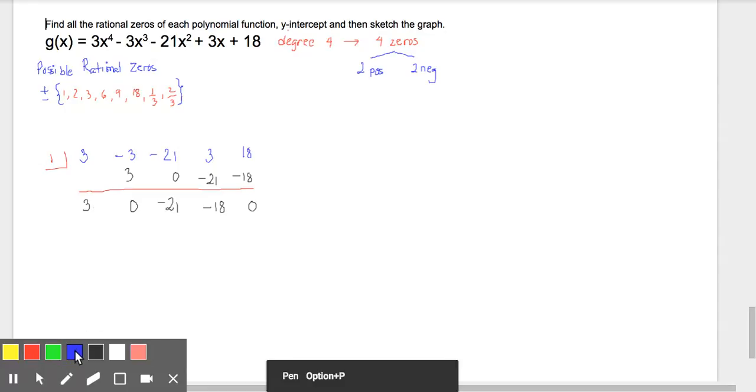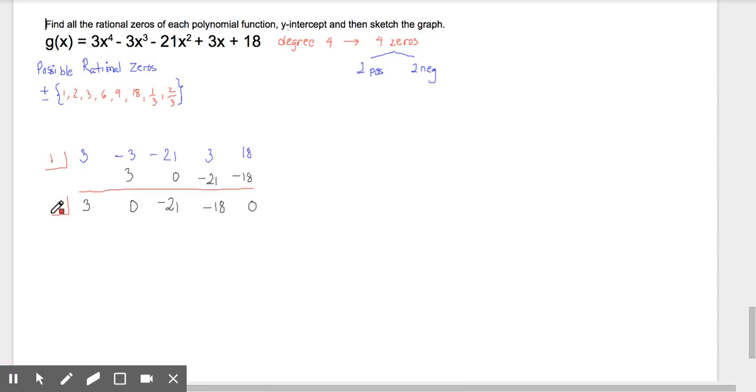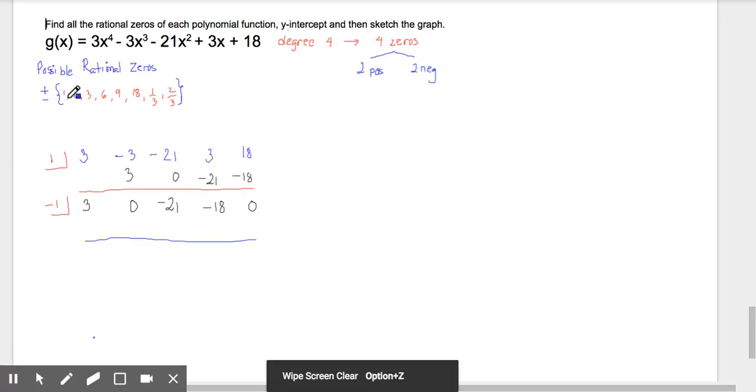Okay, so let's find the next one. Now, let's try if negative 1 is a 0. So normally when we try 1 and it works, then we have to try negative 1. Then we try 2 and see if it works. If that doesn't work, we try negative 2, and so on and so forth. It's good to start with small numbers. Okay, so let's check if negative 1 is a 0.